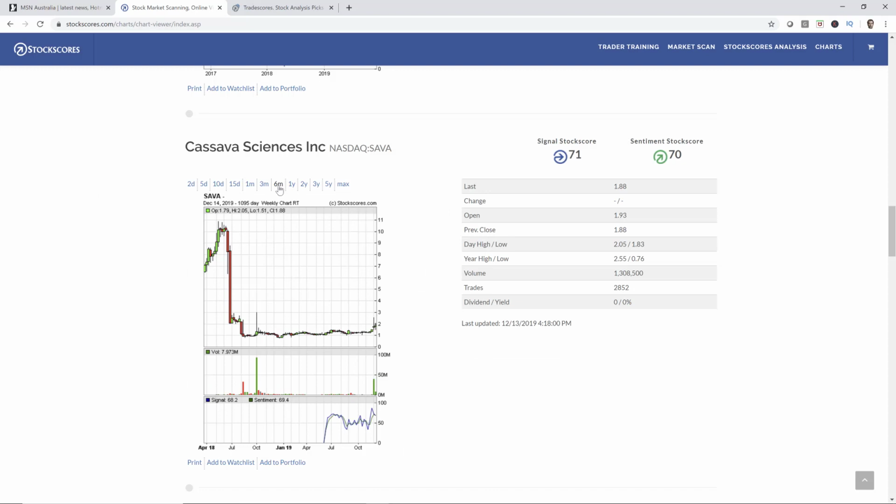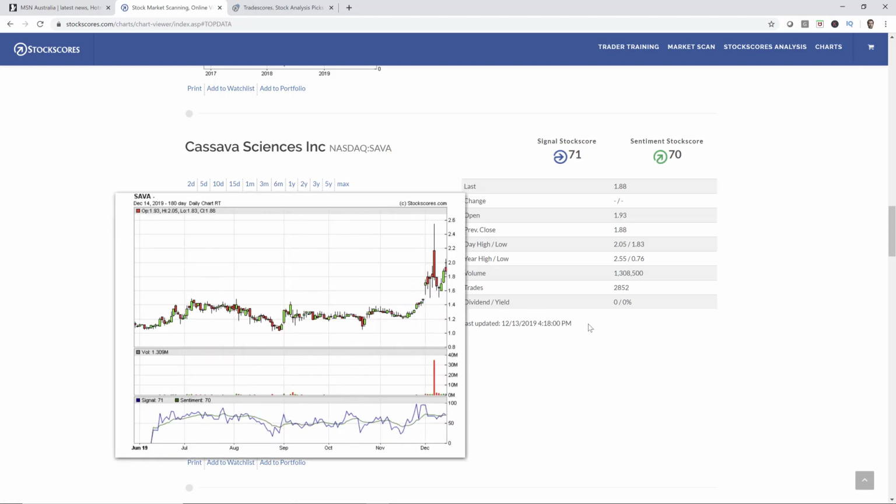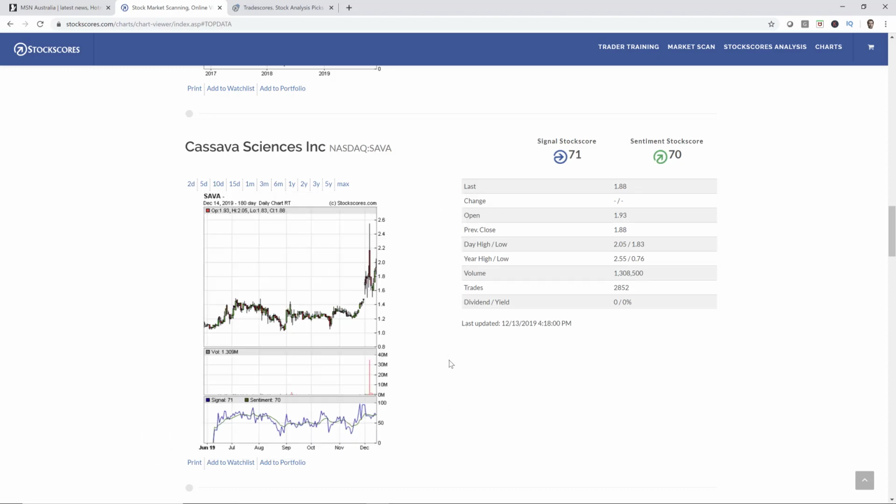Now I can zoom in on this to look a little bit more detailed into what's been happening in the short term. And you can see for the past 2 weeks, it's getting some volume, starting to move out of this pattern. It's a pretty good chart. I would rate that a 6 out of 10.